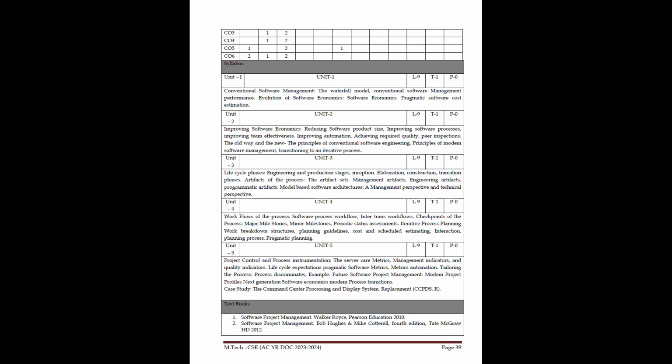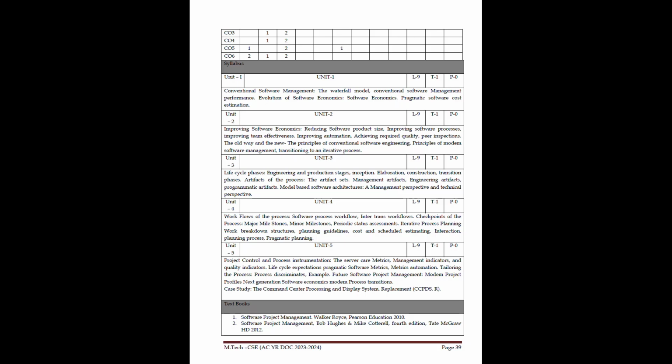When it comes to Unit 3, you'll be learning about lifecycle phases, engineering and production stages, inception, elaboration, construction, transition phases, artifacts of the process, the artifact sets, management artifacts, engineering artifacts, pragmatic artifacts, model-based software architectures, a management perspective, and technical perspective. When it comes to Unit 4, you'll be learning about workflows of the process, software process workflows, inter-trans workflows, checkpoints of the process, major milestones, minor milestones, periodic status assessments, iterative process planning, work breakdown structures, planning guidelines, cost and schedule estimating, iteration planning process, and pragmatic planning.